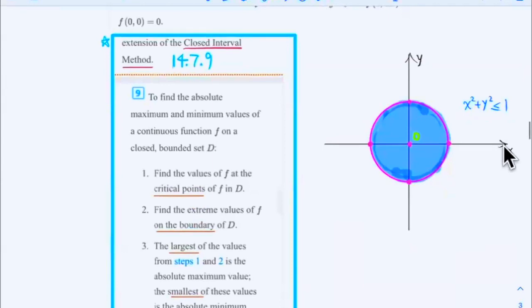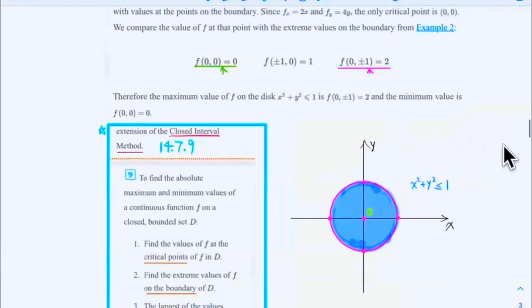And then after you find those critical points, you will just compare those function values at the critical points and the extreme values on the boundary. The largest one will be the max, and the smallest one will be the min. So this is an extension of the closed interval method that we have. Okay, so now this is a review for the closed interval method.